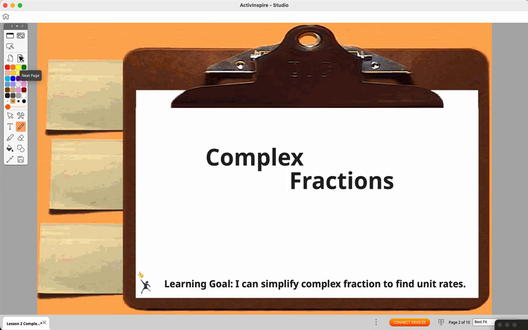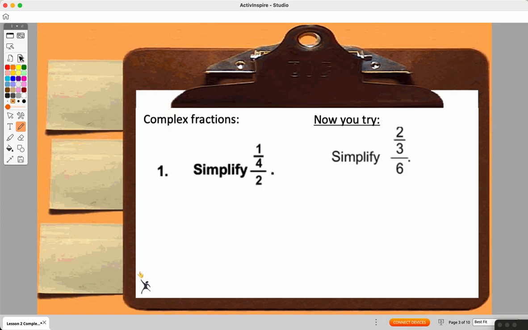Let's talk about our complex fractions. Let's see what a complex fraction is. It's simply a fraction that is made up of different parts. It could be a fraction over a fraction, a decimal over a fraction, a decimal over a whole number, or a fraction over a whole number. They're complex. They're not made up of two sets of whole numbers. So we're going to talk about today, how do we simplify this kind of thing?